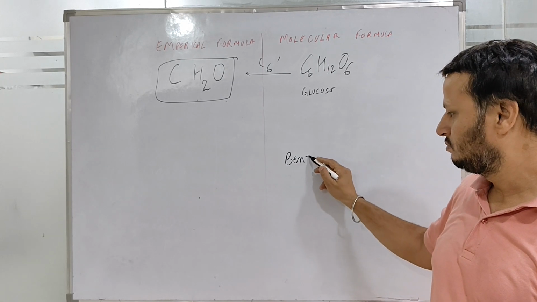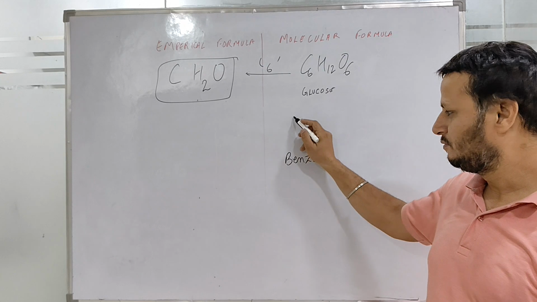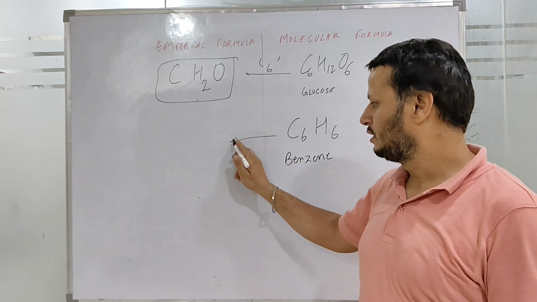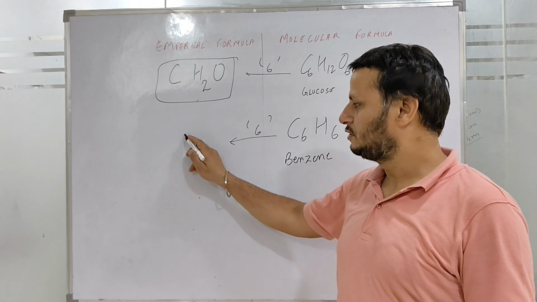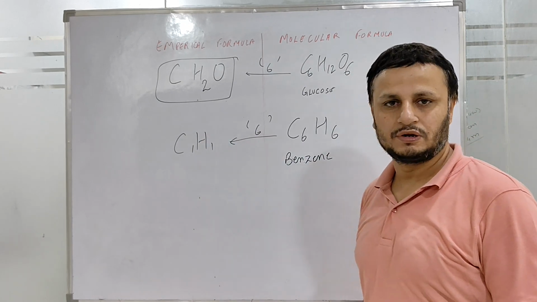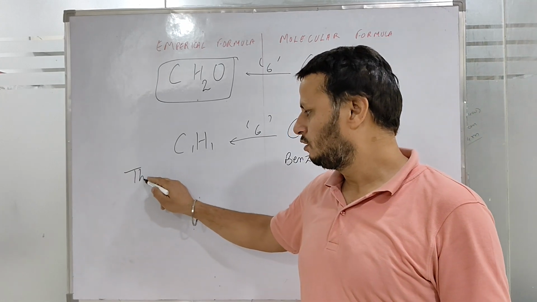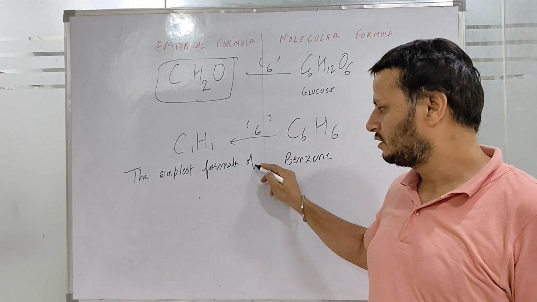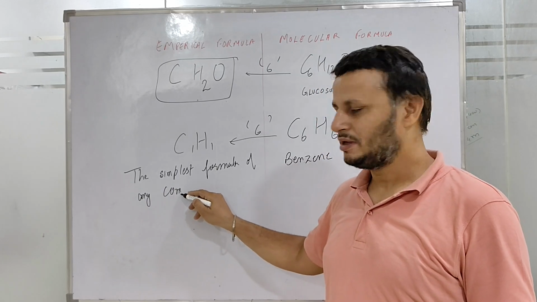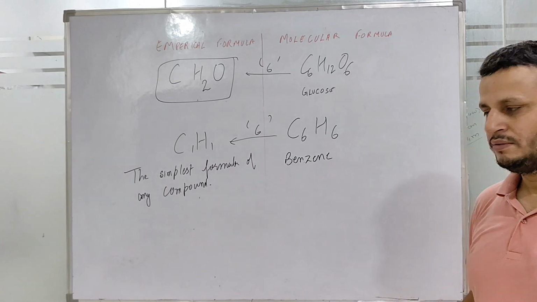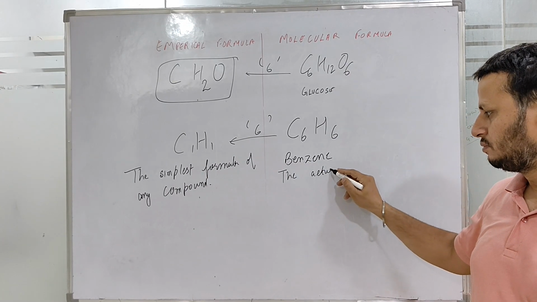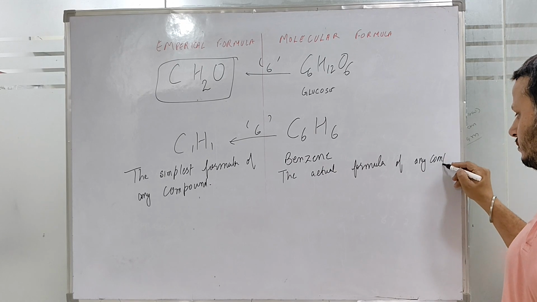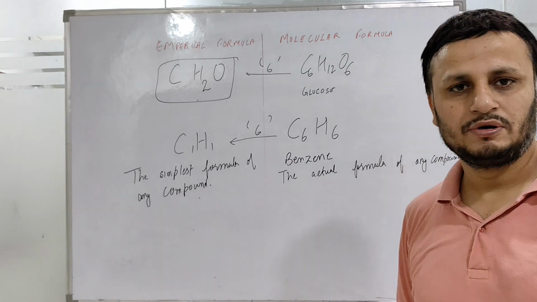सिमिलरली वी नो बेंजीन, हमने ये सब वर्ड सुना हुआ है क्लास 10 ऑल्सो, C6H6। तो सिमिलरली इसमें से भी कॉमन ले लें 6 तो इट विल बिकम C1H1। तो दिस simplest formula of any compound, the simplest formula of any compound is known as its empirical formula, and the actual formula of any compound is known as its molecular formula.